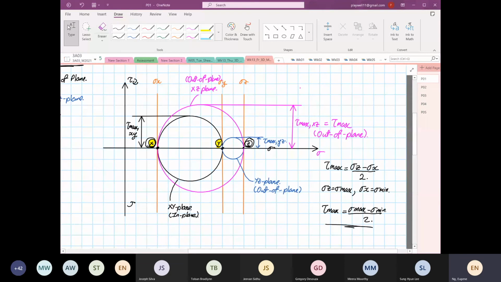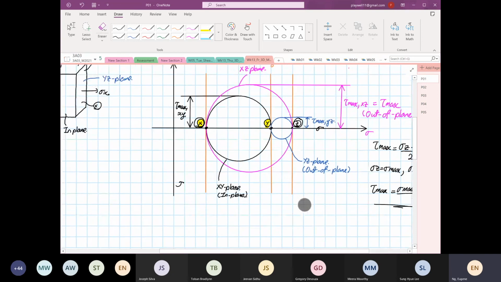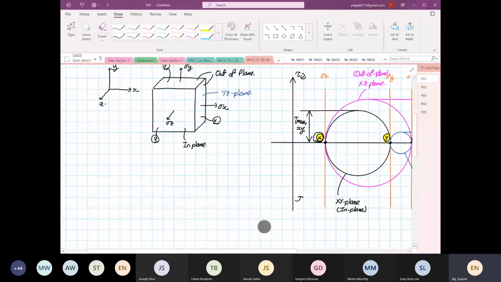Okay, I do see a question popping up. When the value of Z is between X and Y, 2D is enough. Yep, absolutely right. In that case, you can always use the 2D Mohr circle. Right, so let's look at one example.